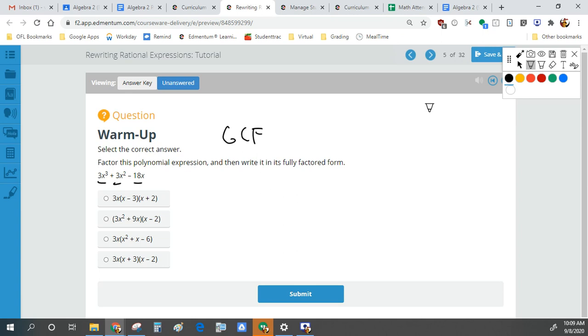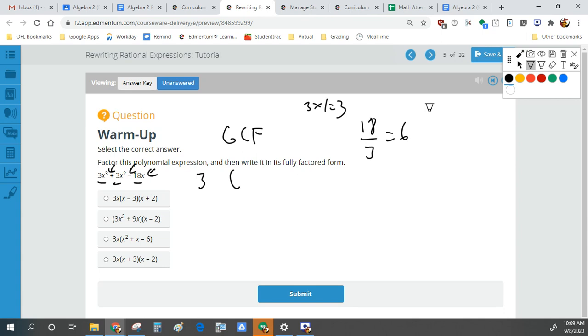So what I can tell you right now off the back is I'm like, oh, 3 is divisible by 3 because 3 times 1 is 3. 18 is also divisible by 3 because 18 divided by 3 is 6. So I know that 3 can go into this. So I can take out a 3. That is a factor. It's not the greatest because we also can take out one of these x's.